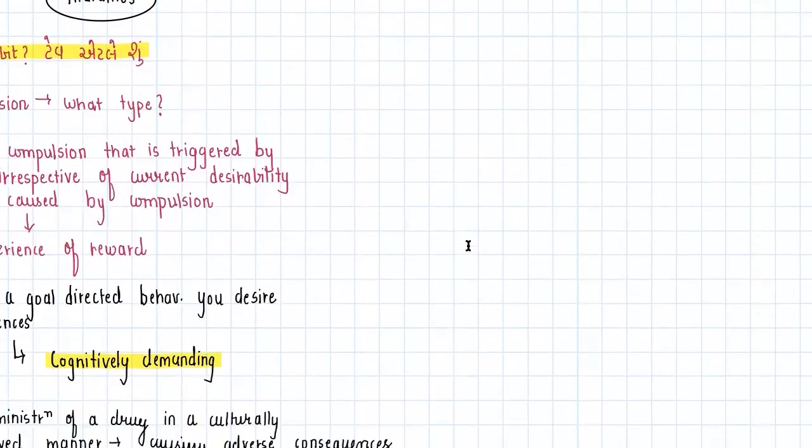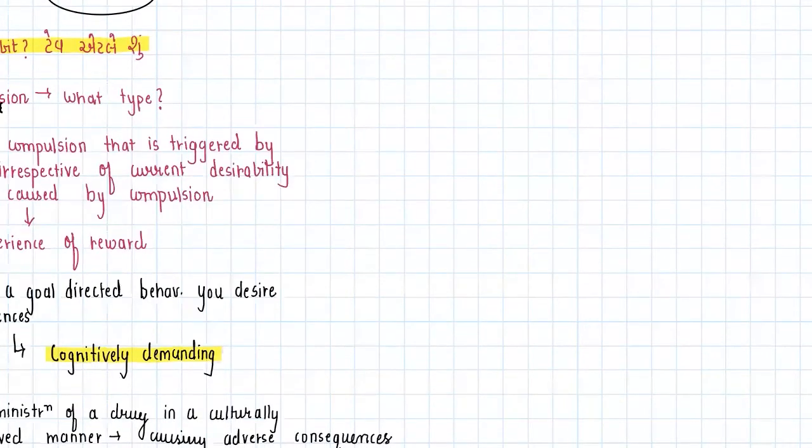Right? Now, what is a habit? A habit is essentially a type of compulsion, right? But the type of compulsion which is triggered by an environmental stimulus, irrespective of current desirability of the response caused by compulsion. Essentially, how would you differentiate a habit from a compulsion? A compulsion stays irrespective of whether you currently desire doing it or not. So even if a person does not like drinking alcohol right now, he would still feel compulsive to have alcohol, and that is what you would call a compulsion. That is how it is different from a habit, right?